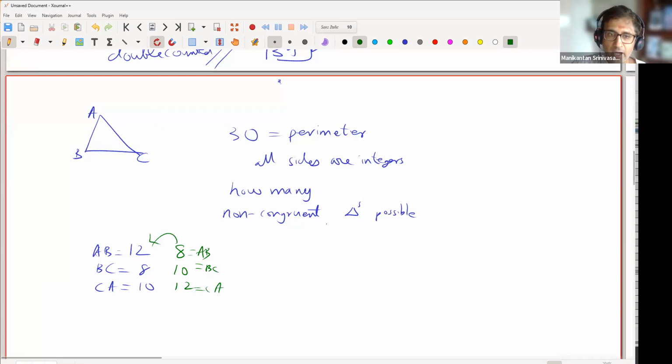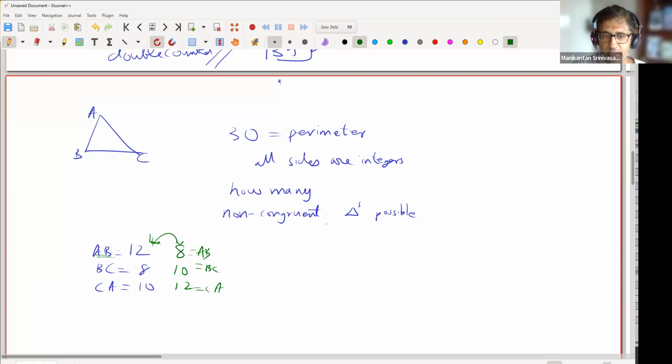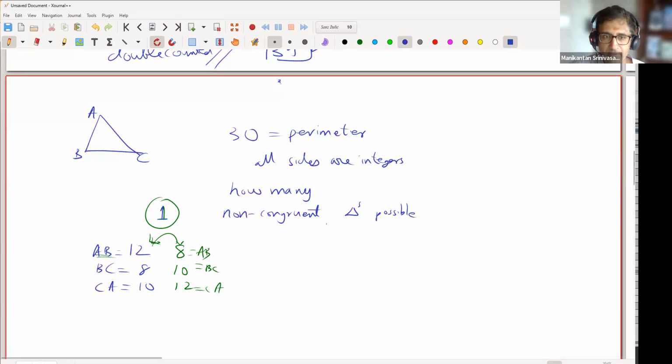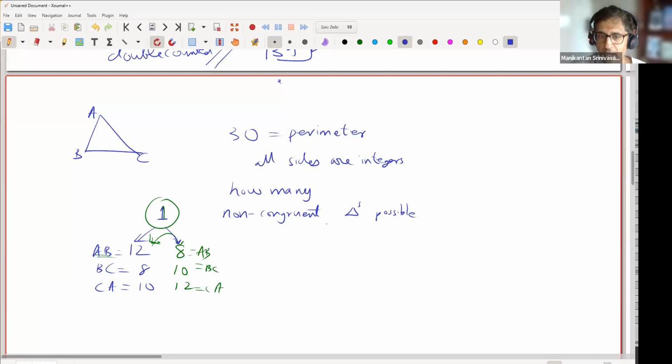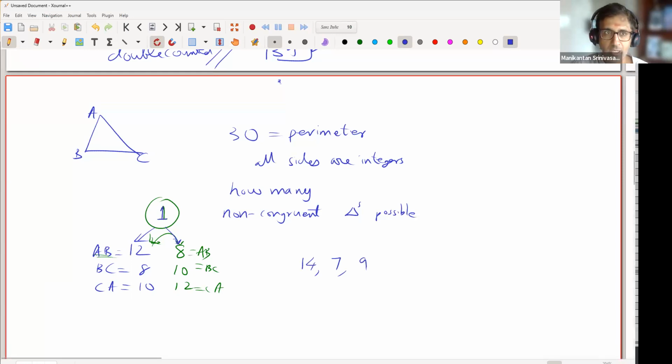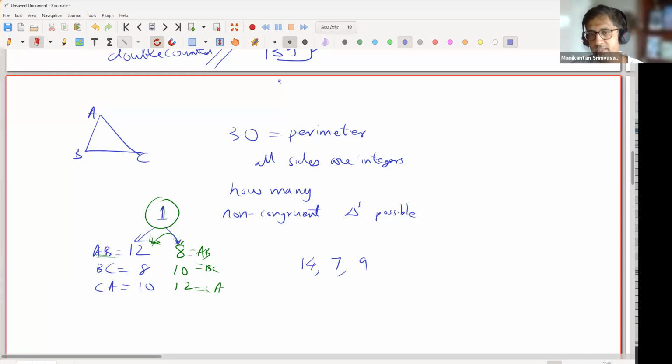These two triangles are congruent triangles. This AB is different, but the AB there is the CA here. They're congruent triangles. So I'm saying count these as only one possibility. Does it make sense to everyone? Okay, Sana, are you with me? Another possibility would be, let's say one side is 14, another side is 7, another side is 9. Like this, there are multiple possibilities. Okay, all of you take 2 minutes and then we'll discuss.